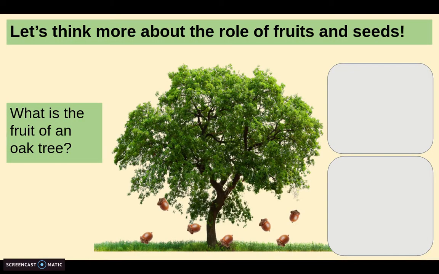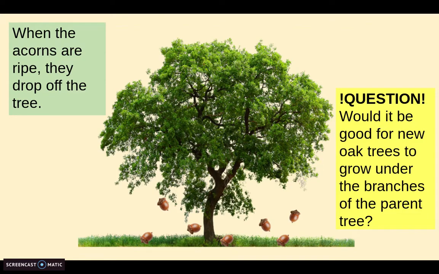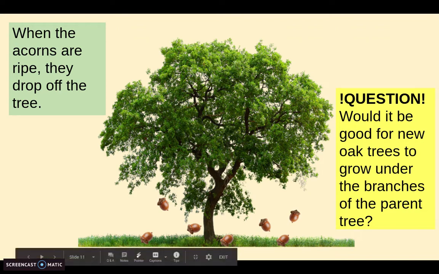Let's think about the role of fruits and seeds a little more. What is the fruit of an oak tree? Maybe this picture gives you a clue. An acorn, of course. The acorn is the fruit and contains the seed inside. When the acorns are ripe, they drop off the tree. Question: would it be good for new oak trees to grow under the branches of the parent tree?